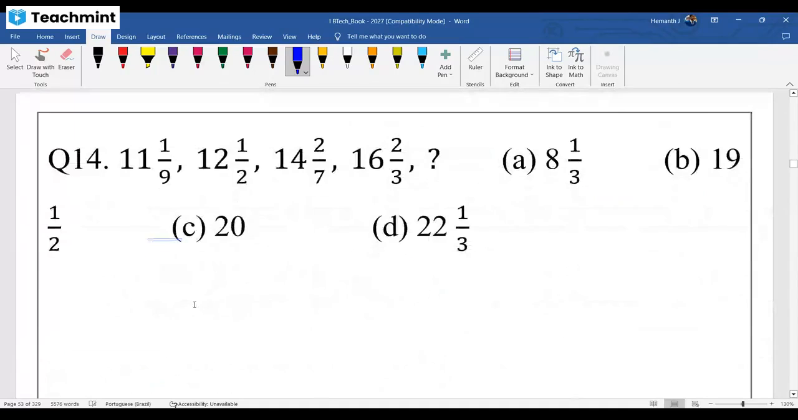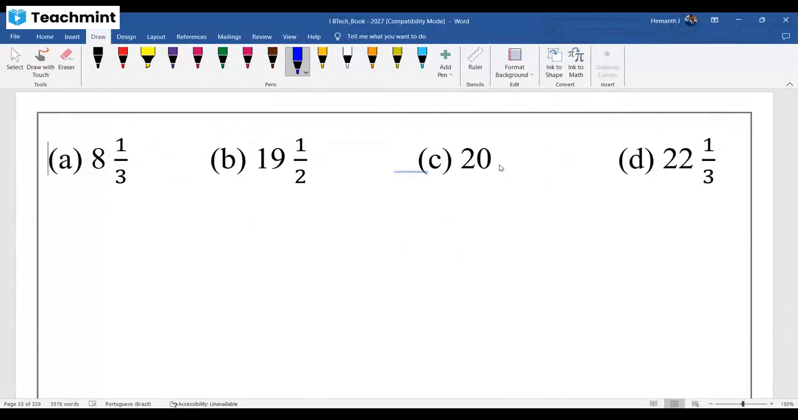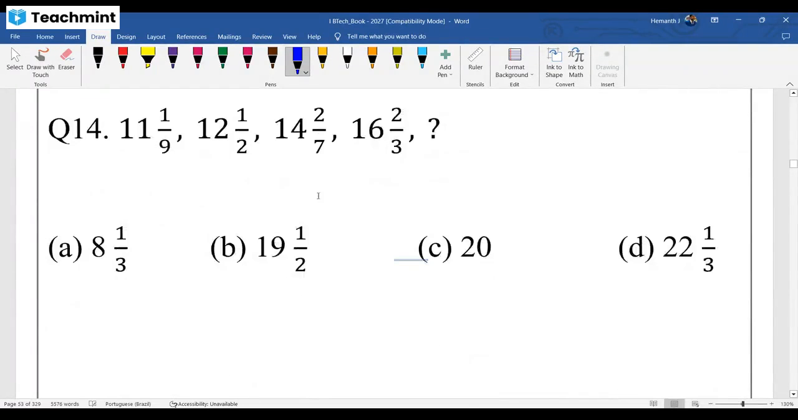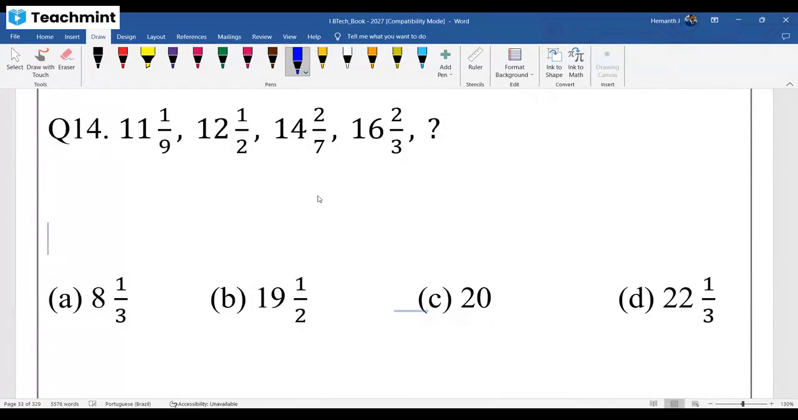Next one. This is also an excellent question. Yes, anyone done with this question? Answer? C. Okay, you got C. Fine. Any other boys? A. 8 1 by 3. Which is to be eliminated first, we are giving that as the answer. Because 11, 12, 14, 16 are increasing, right? How will 8 come? 8, no? Okay.